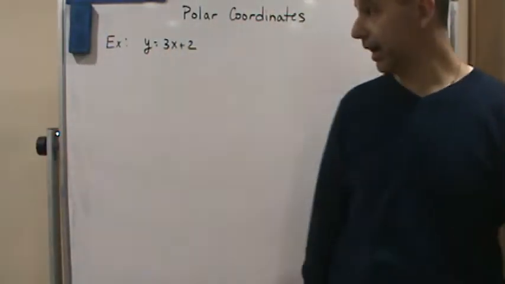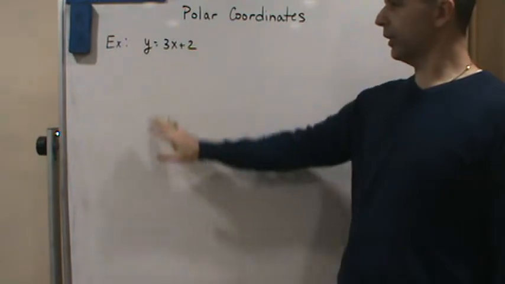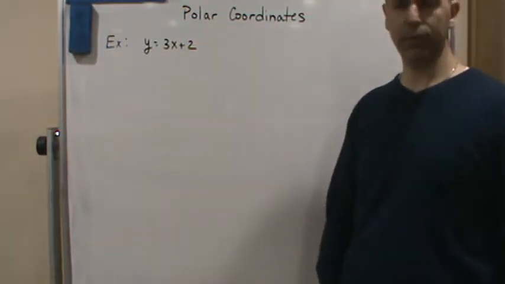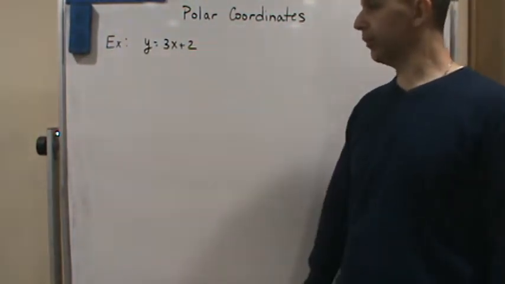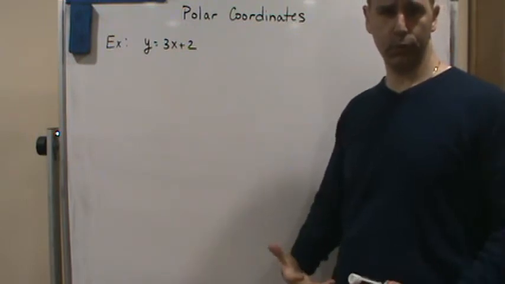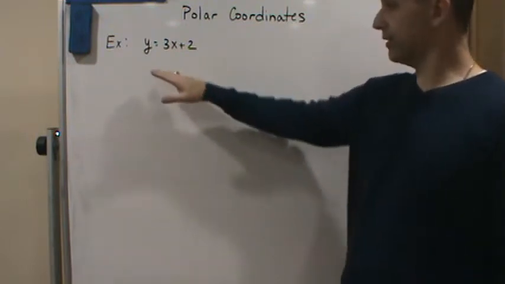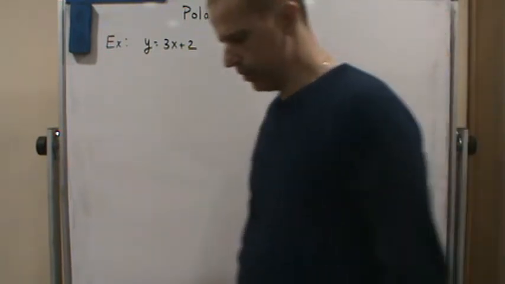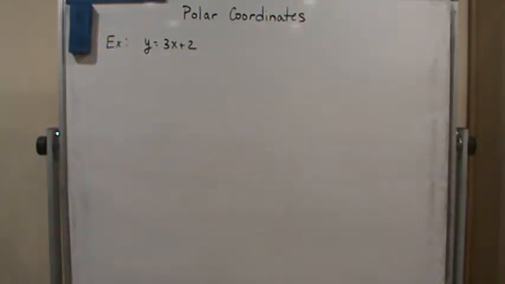Okay, so welcome back, and now we're going to do another example where we're going to take something that's in the Cartesian plane, a Cartesian equation, and we're going to transform it into polar form. Okay, so notice that this is the equation of a straight line. So what would that look like in the polar coordinate system? Well, this does not go through the origin, so the angle is going to change and the radius is going to change. So what would it look like?